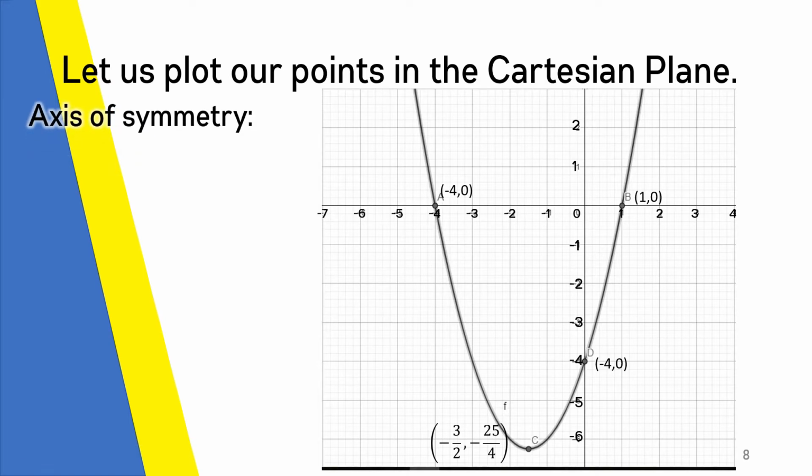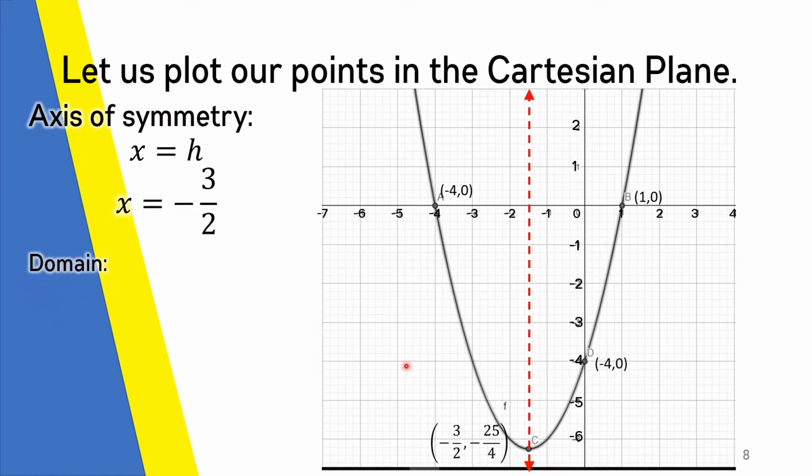The axis of symmetry here is evaluated as x equals h. The h here is negative 3 over 2. As you can see, we have this red line here, and it divides the graph equally into two parts, passing through the vertex.